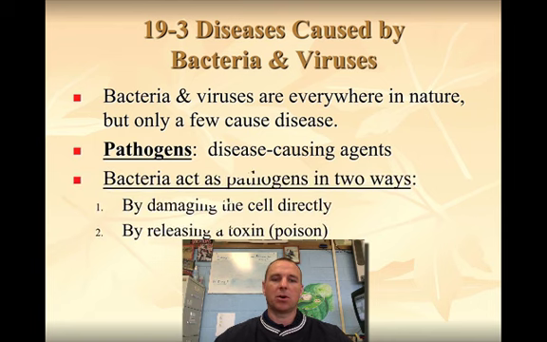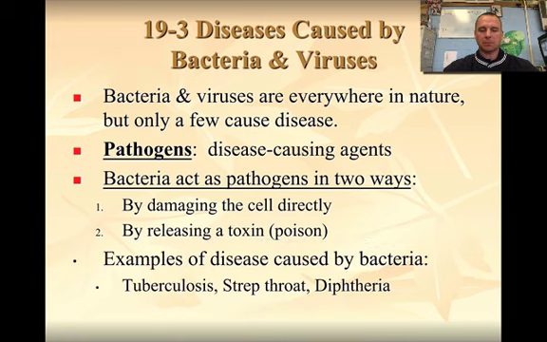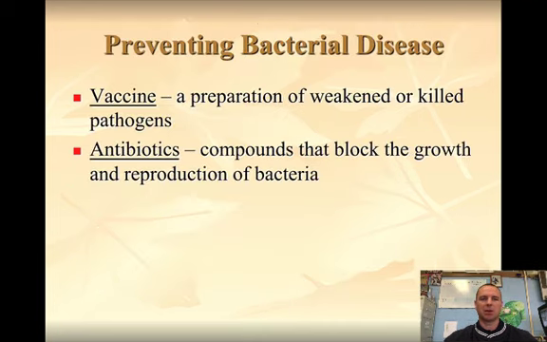So there are several ways in which bacteria can act as pathogens. They can either damage the cell directly, actually causing the cell to be destroyed, or they can release a toxin or poison that would cause the cell to be affected in some way. An example of these that you've probably had before, strep throat, definitely most of you have had. Strep throat is caused by bacteria, and we often can see it with patchy white spots in the back of our throat. Diphtheria and tuberculosis would be other ones, TB as some people like to call it.